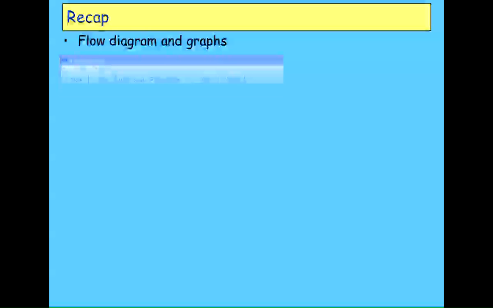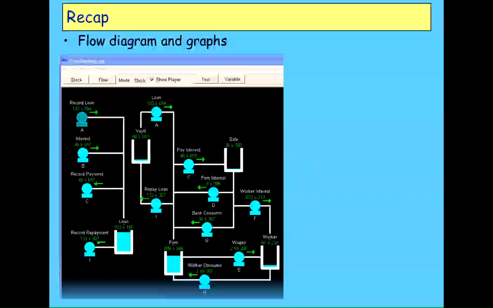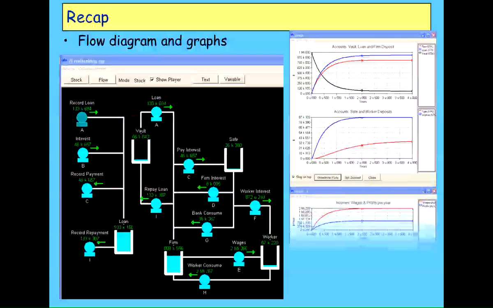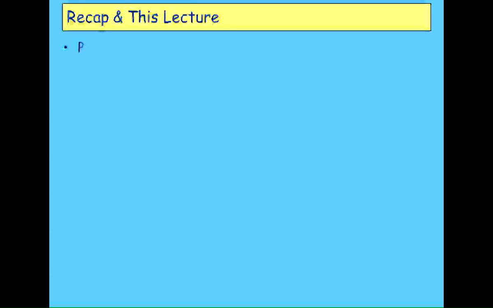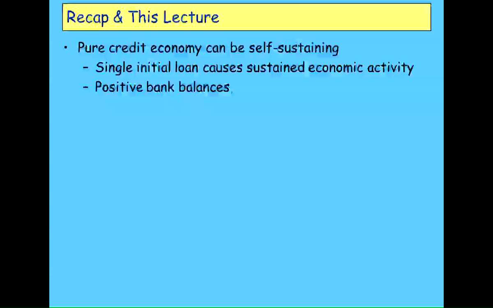So, and again, this is reminding you once more, that's with the basic flow diagram I've shown you a moment ago, and seeing the graphs of the same thing, where I also showed how incomes can be defined. So, in that sense, I've showed that a pure credit economy can be self-sustaining. If you have a single loan, the money that generates can circulate throughout the economy indefinitely, causing sustained economic activity, and you get positive bank balances coming out of it and positive incomes as well.